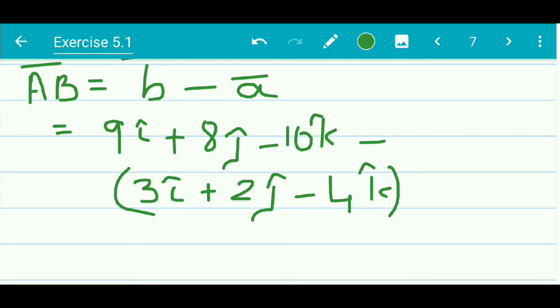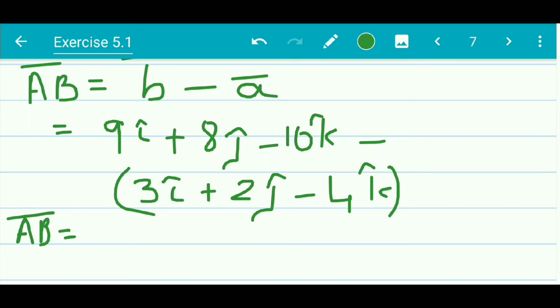Now what we do here is we open the bracket. Remember, after opening the bracket, because of the minus sign, all the signs are going to change. Remember this. Don't think that I'm telling you as if you're a small child. Often we make such mistakes in the exam. So do remember that.